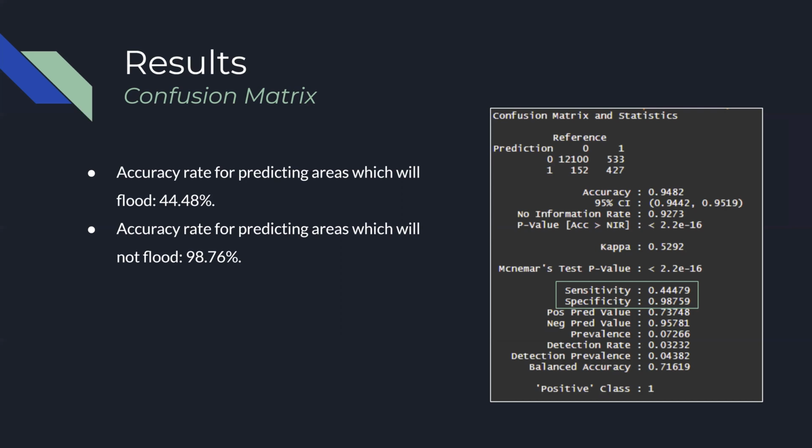Sensitivity refers to the number of true positives, or areas which were correctly predicted to flood. Specificity refers to the number of false negatives, or areas which were correctly predicted to not flood. The accuracy rate for predicting areas which will flood was 44.48%. The accuracy rate for predicting areas which will not flood was 98.76%.